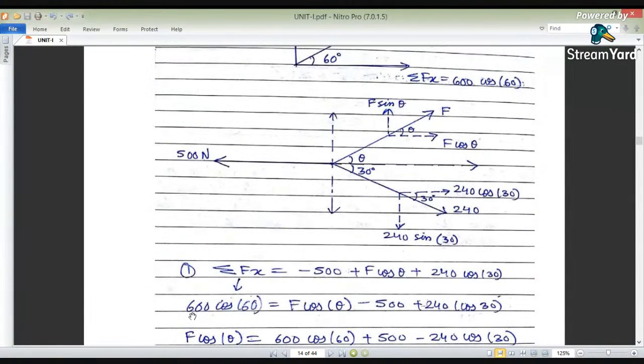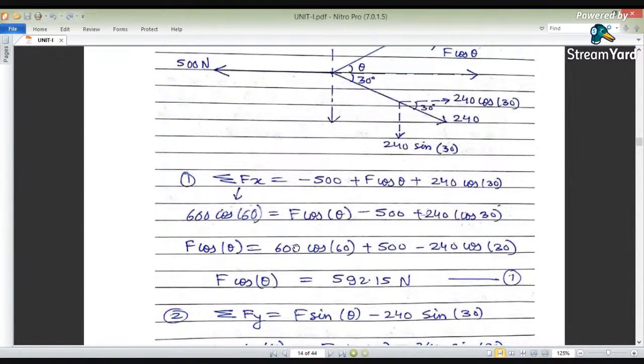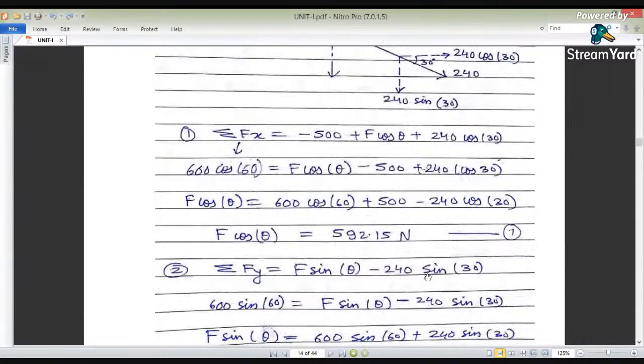So with the help of this value, plus 600 cos 60, we have taken simple additions. So F cos theta minus 500, that is plus 240 cos 30. Simple calculations are there. We have taken this F cos theta, or we have taken this 600 cos 60 and minus 500 we have taken left side, and 240 we have taken again, so F cos theta comes to be this whole equation. Now again, F cos theta with simple additions comes to be 592.15 newtons.